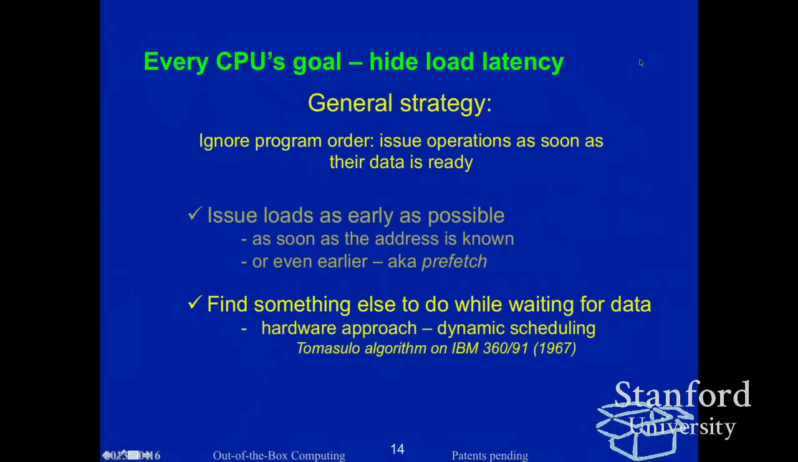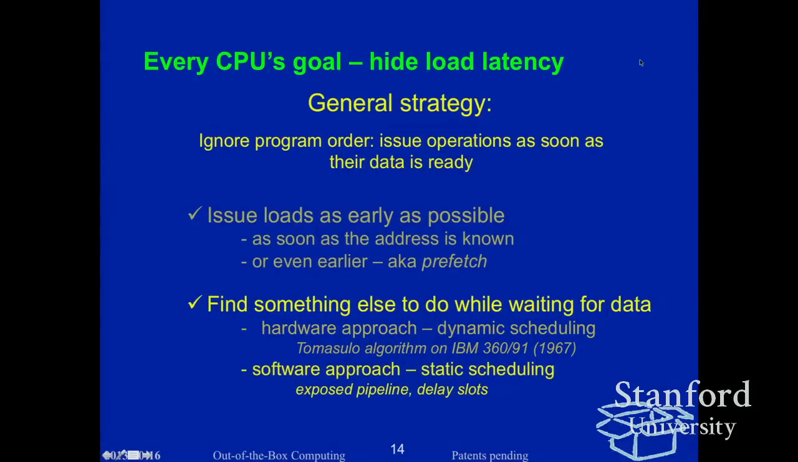Then you find something else to do while you're waiting for the data. There are 2 strategies for finding something else to do. There's a hardware approach called dynamic scheduling. This is derived originally from the Tomasulo algorithm on the 360/91. I see a whole lot of people around the audience who, like me, date from that vintage and know what we're talking about. On the other hand, if you look inside a Haswell, Mr. Tomasulo would find it very familiar in many ways. The alternative approach is a software approach, static scheduling, with exposed pipelines and delay slots.